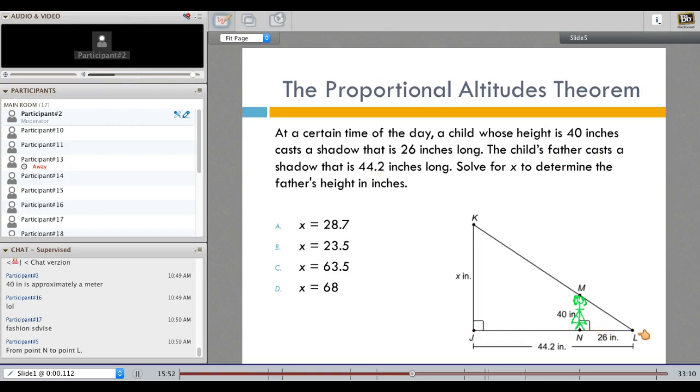Okay, here's 44.2 inches. Where do you think the father is supposed to be? What side of the triangle is he represented by? JL is his shadow. Where is he actually standing though? Yeah, JK. All right, so I have to attempt to draw another stick figure. Okay, let's see. Here's the father.